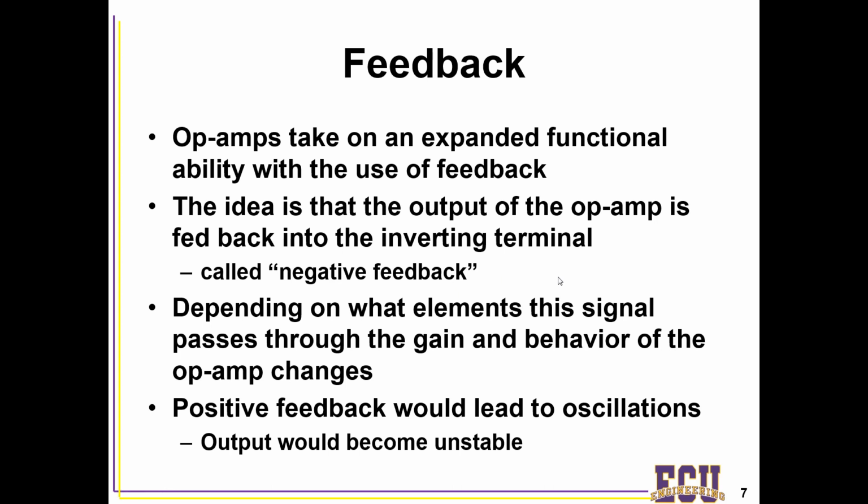So we're basically taking the output as a difference coming back in relative to the other signal coming in. And if we look at that signal relative to the output, we're trying to stabilize the output by feeding it back. Depending upon what elements the signal passes through, this could change the gain and the behavior. So typically, our feedback is going to come through a resistor. You might also have feedback coming through a capacitor, or you may even have it coming through a wire. And we'll talk about how to analyze these kinds of circuits later on.